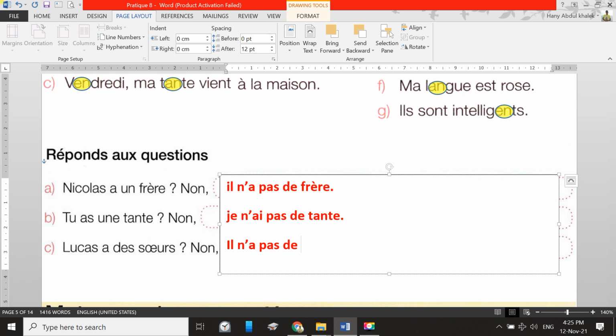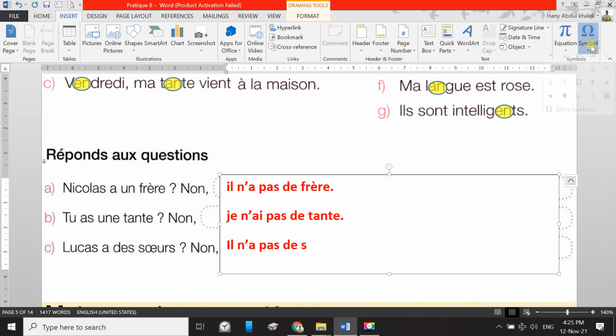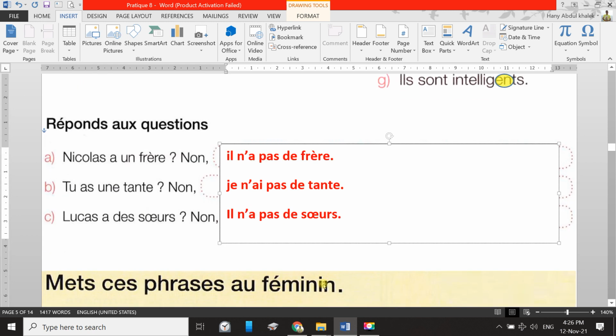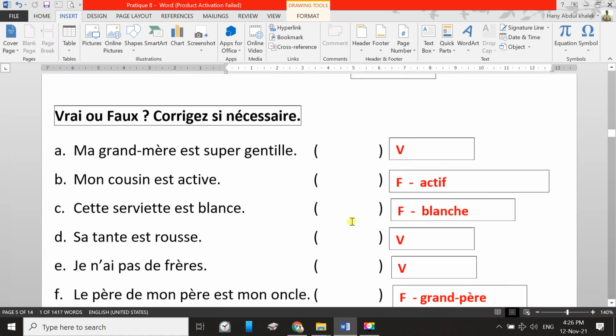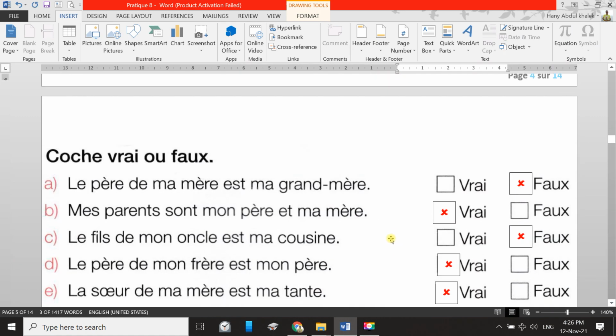Des became de, and sœurs will be plural as it is, because this is the negative form. We're changing only des, une, and un, and if we have any number or expression of quantity, we'll explain this in grade 9 and grade 10. But sœur, if it's singular, it will stay singular. If it's plural, it will stay plural too. No problem in that.